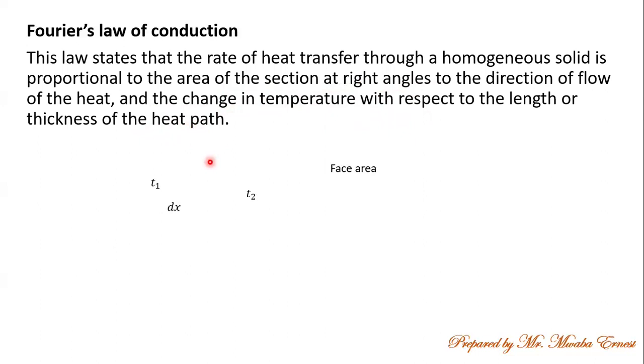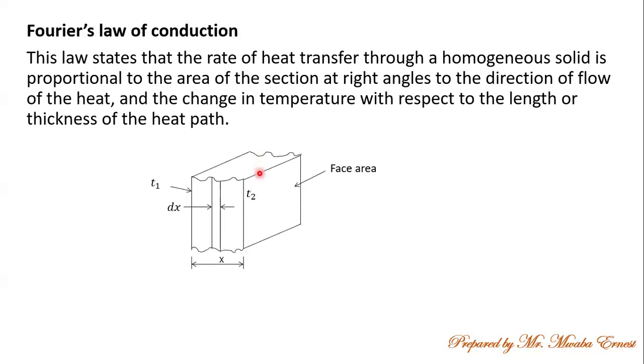Now look at this diagram. This is now talking about three things. In this diagram, what you can see is that there is this thickness here, X, and there are two faces, this face and the opposite face. The area we are looking at, this face area, is the same as the face area on the other end, so we'll not have a problem.